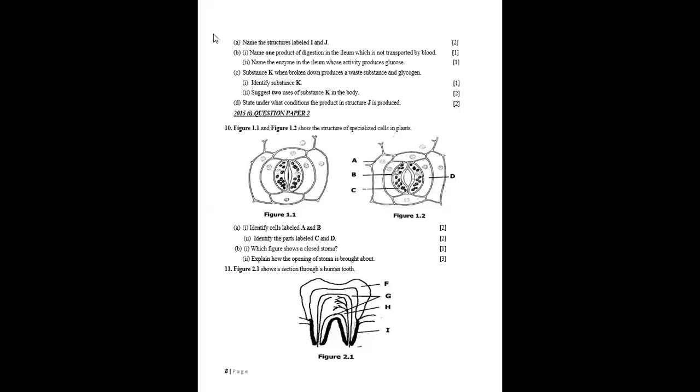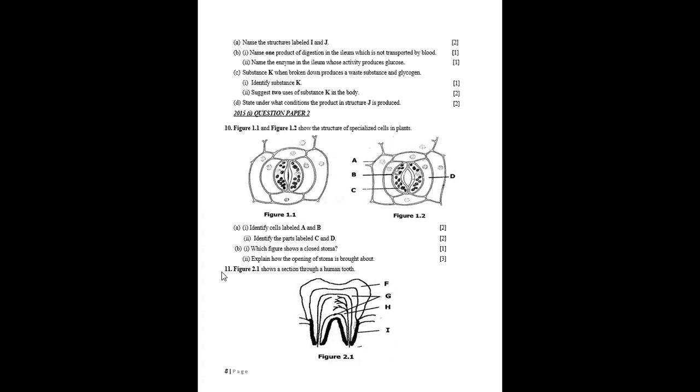That's how the opening of the stomata is brought about. And the other thing you can say is that stomata open when guard cells enlarge as a result of water absorption and close when guard cells shrink. All right, we go to the next question. We are done with this one now.